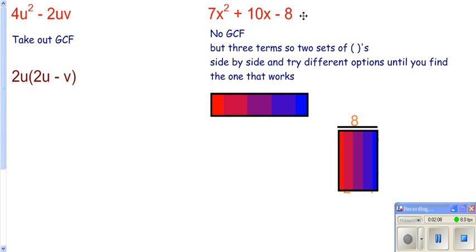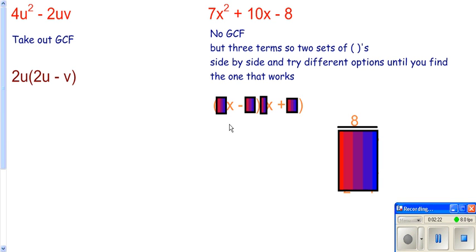Same idea over here. You always start out with your greatest common factor, but in this case there is nothing that goes into your 8, your 7, and your 10. Since we have three terms, you want to do two sets of parentheses side by side. Well, when you're doing your FOILing, you know that when you take this term times this term, the first terms, you got to be able to get your 7x squared. The only way to get a 7 is with a 7x and a 1x.